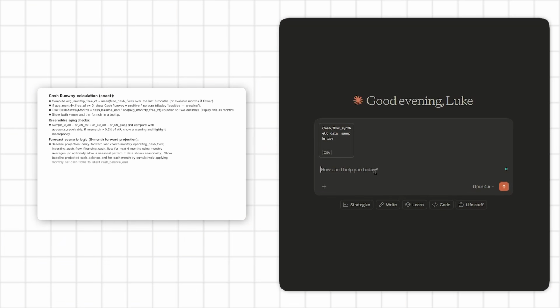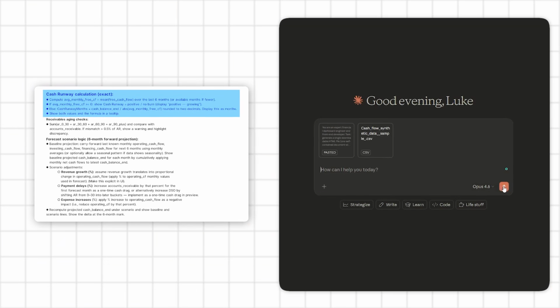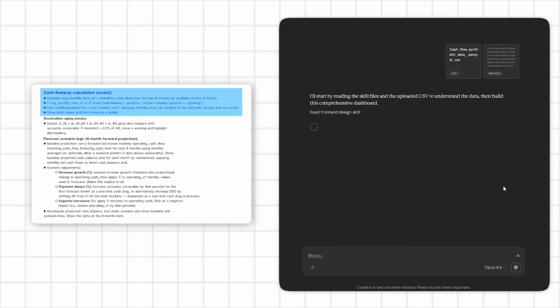Now the prompt requires the dashboard to compute a cash runway metric. If average monthly free cash flow is positive, it displays a healthy status. If negative, it calculates how many months of cash remain by dividing the current balance by the average monthly burn.